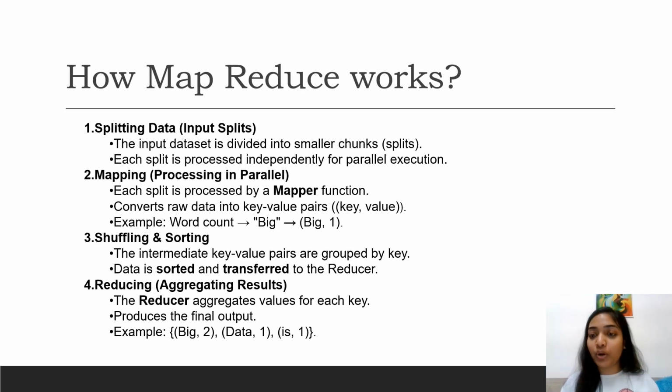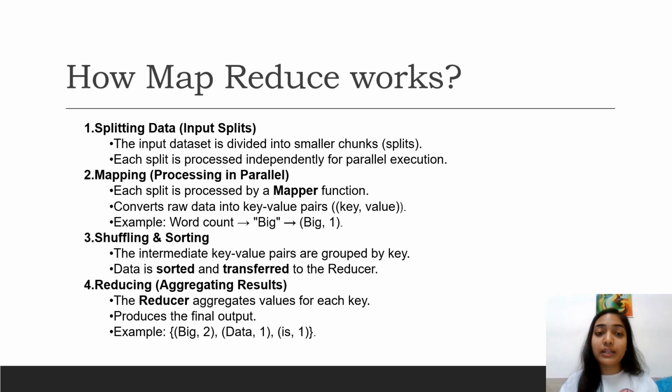So let's see what steps we follow in order to make MapReduce technology useful. The first step is splitting of data. The input is split into smaller chunks, which are also known as splits. Each split is processed independently for parallel execution. So let's move forward to the second step, which is mapping.